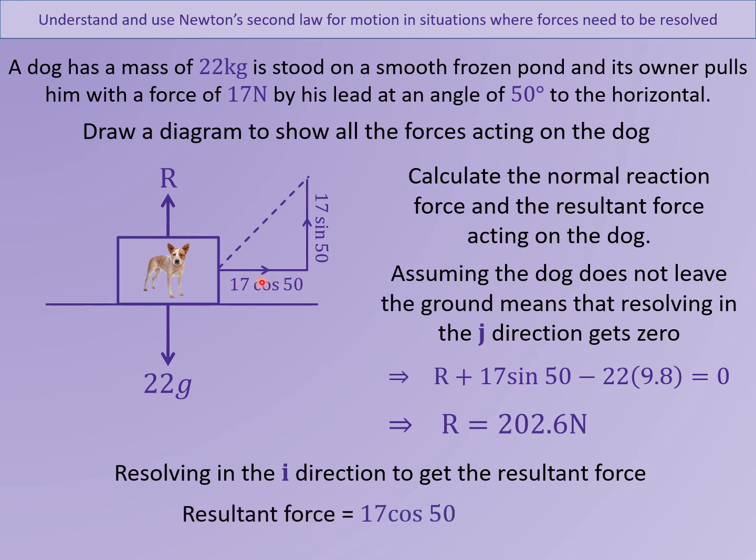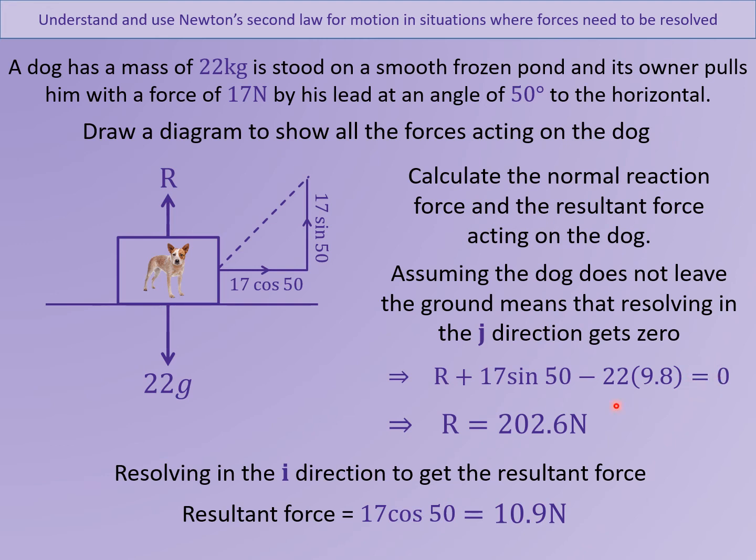The only force acting on that dog in an i direction is 17 cos 50 if I take that as positive. So what does that mean then? Well, the dog is going to be moving in that direction with 10.9 newtons. Just so you notice, I set the j to equal 0.